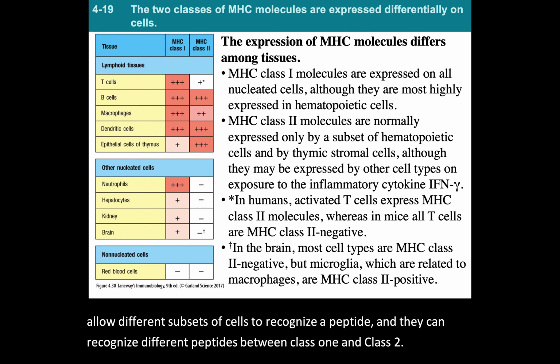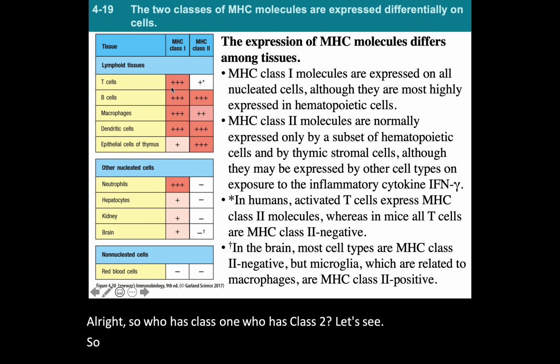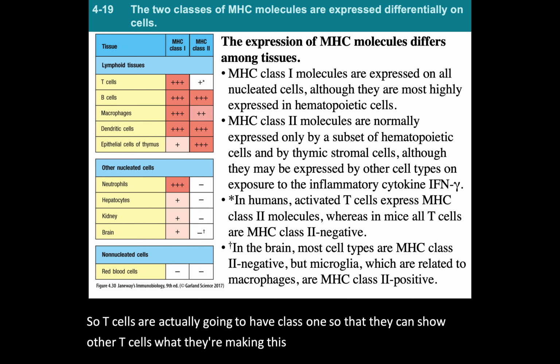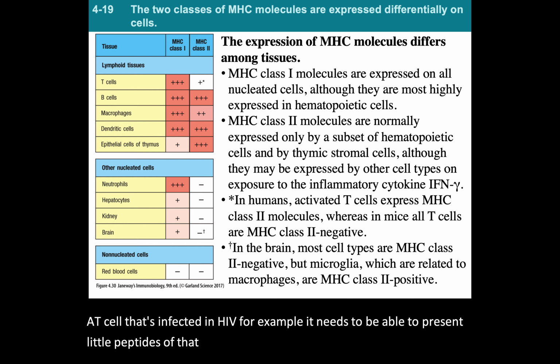All right, so who has class 1? Who has class 2? Let's see. T cells are actually going to have class 1 so that they can show other T cells what they're making. This is important because if you have a T cell that gets infected, like in HIV, for example, it needs to be able to present little peptides of those HIV proteins so that that T cell can be recognized as infected and dealt with.